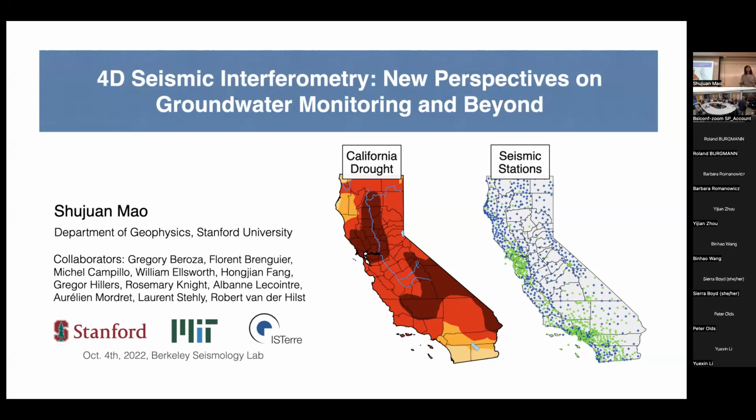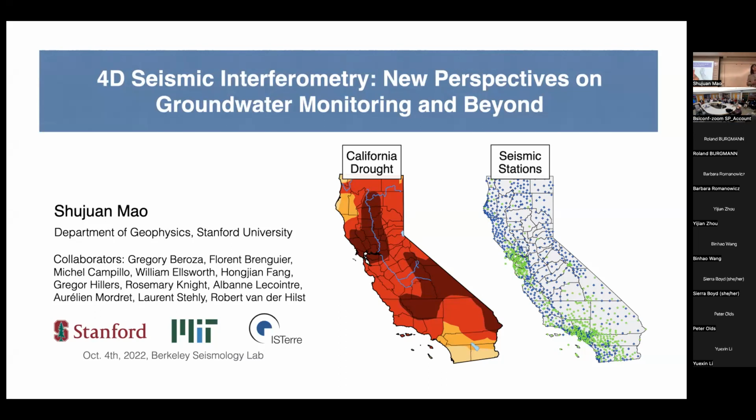I'm very glad to come here to talk to many people, very inspiring discussions, and I'm very glad to present here. The first part of my title is 4D seismic interferometry. This is the technique that I use. 4D here means one dimension in time plus 3 dimensions in space. And the second part is new perspectives of groundwater monitoring and beyond.